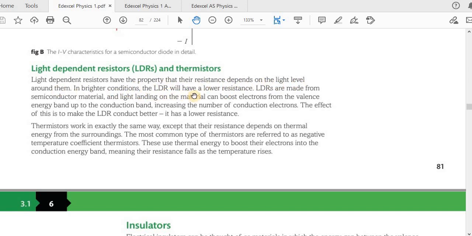And then light dependent resistors have the property that their resistance depends on the light level around them. In brighter conditions, the LDR will have a lower resistance. LDRs are made from semiconductor material, and light landing on the material can boost electrons from the valency energy band up to the conduction band, increasing the number of conduction electrons. The effect of this is to make the LDR conduct better. It has a lower resistance.